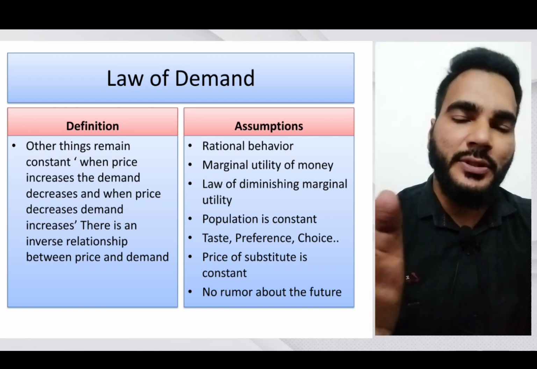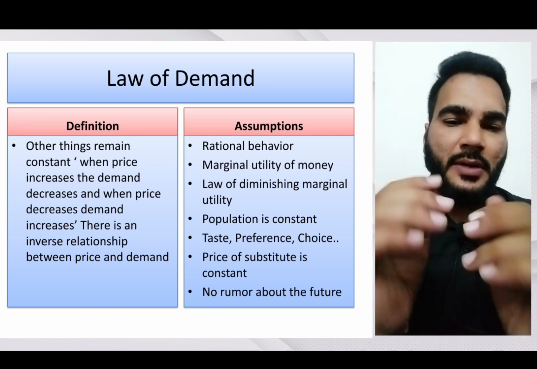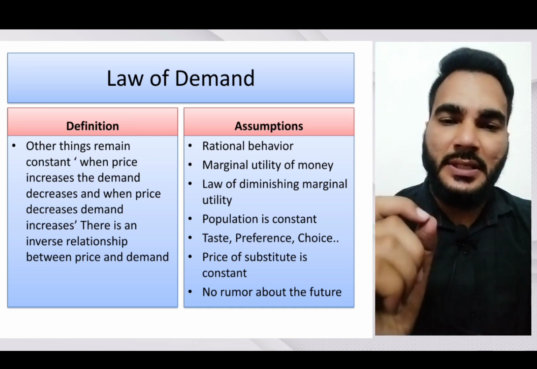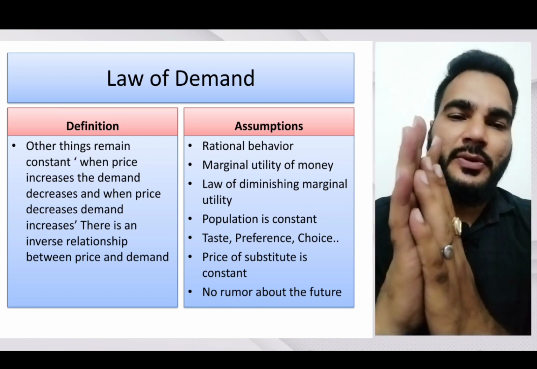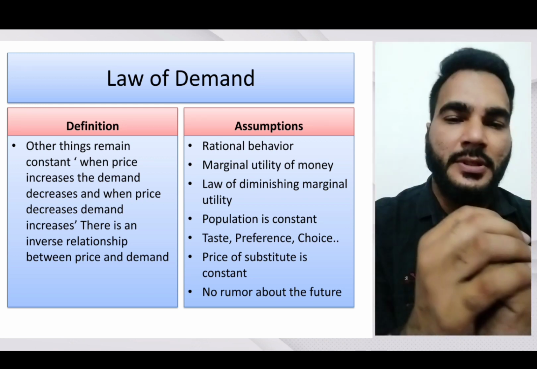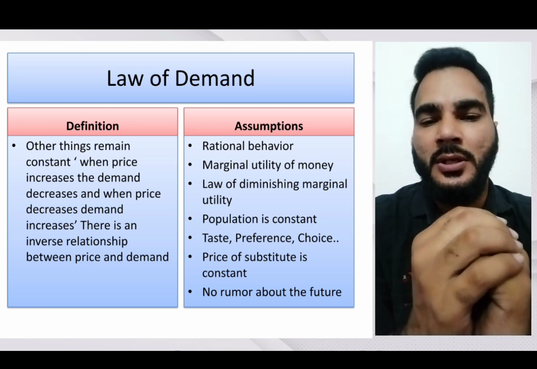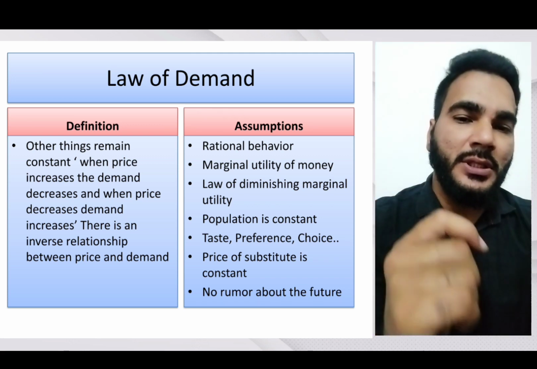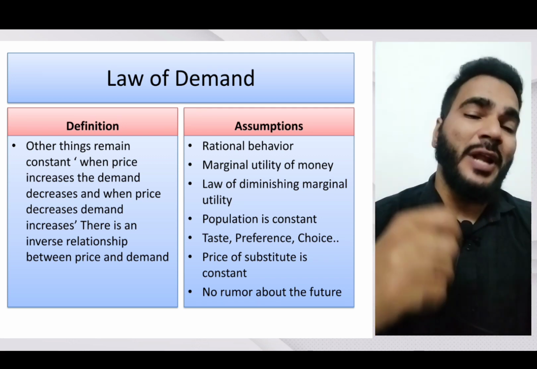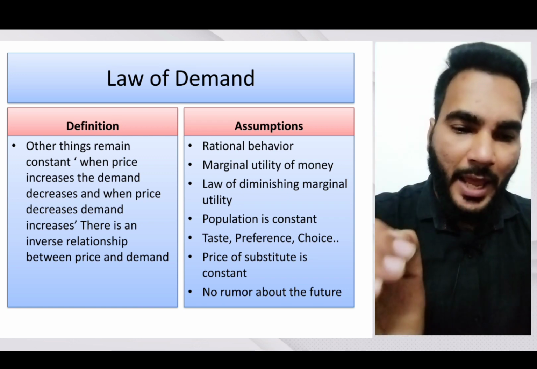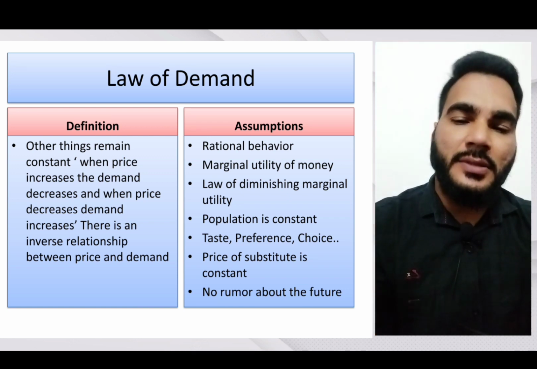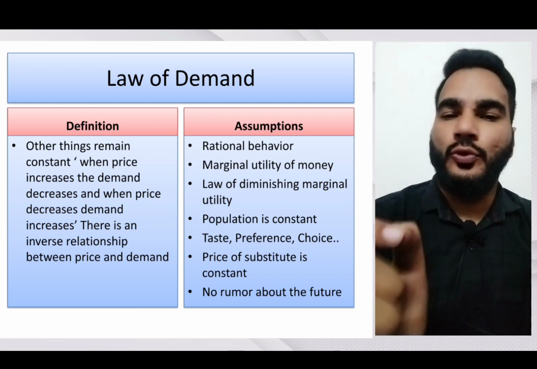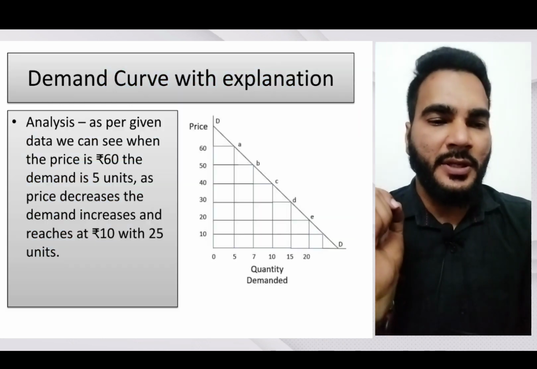So here what happens, if there is any rumor about the prices, as we can see the law of demand says that if the price of a commodity increases, the demand decreases, but it is not always so. Sometimes if you get a rumor that in future the prices will increase more, then if prices increase, demand also increases, because there is a rumor that in future there will be more demand. Let us move ahead to the next slide.